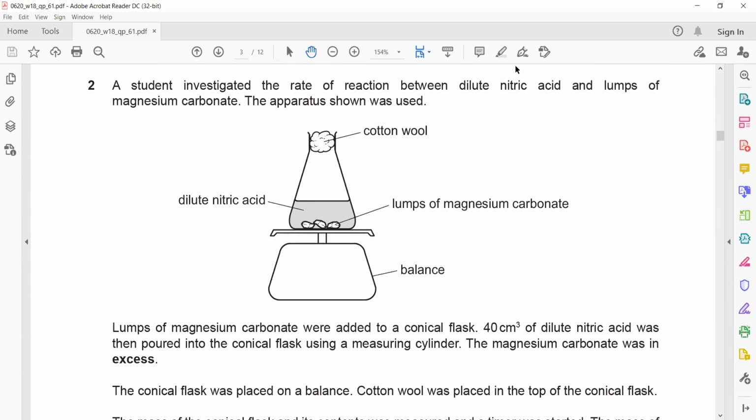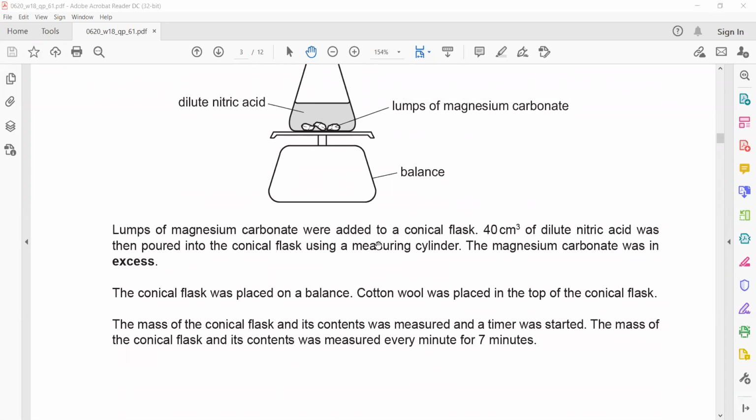The second question, a student investigated the rate of reaction between dilute nitric acid and lumps of magnesium carbonate. When magnesium carbonate reacts with nitric acid, it gives magnesium nitrate salt, water and carbon dioxide. So the carbon dioxide gas will escape. The purpose of the cotton wool is that it will not allow the mixture to escape from the conical flask, otherwise there will be a greater change in mass.